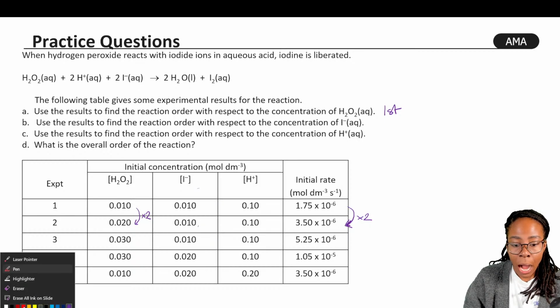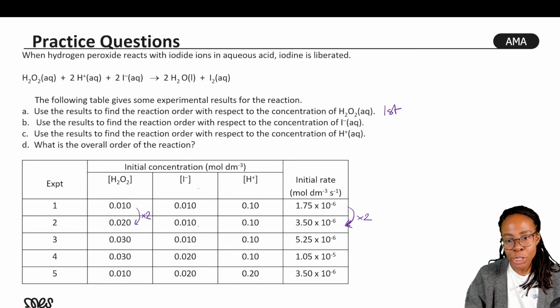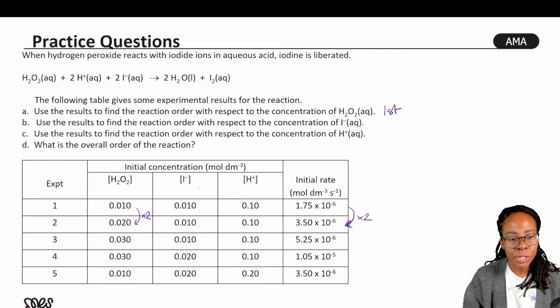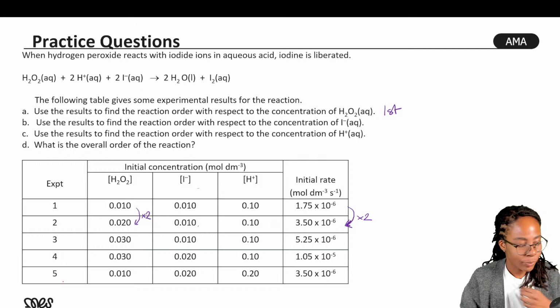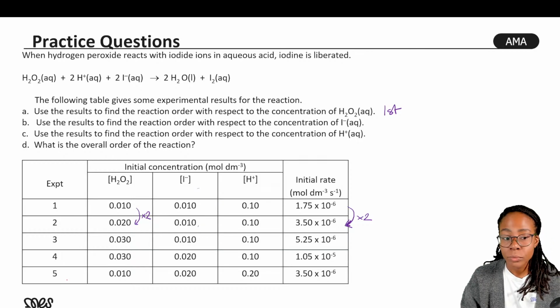For our iodide, again, let's find 2 experiments where the concentrations of our peroxide and our H+ are staying the same, but our concentration of iodide is changing. Can anyone spot which 2 experiments we would want to look at? Lovely. 3 and 4, absolutely.